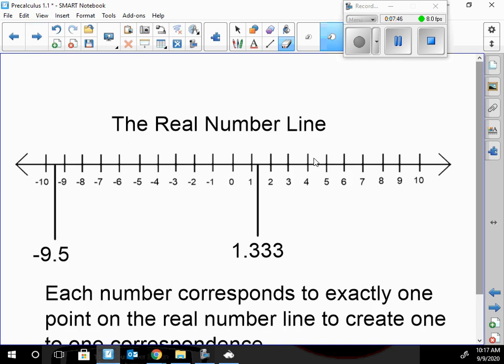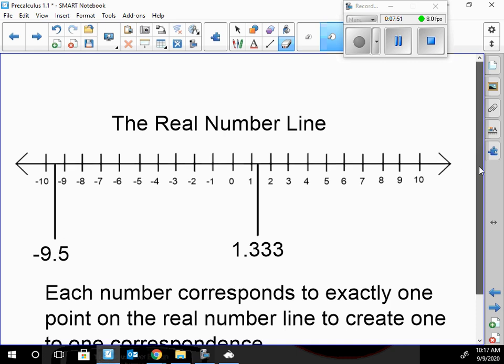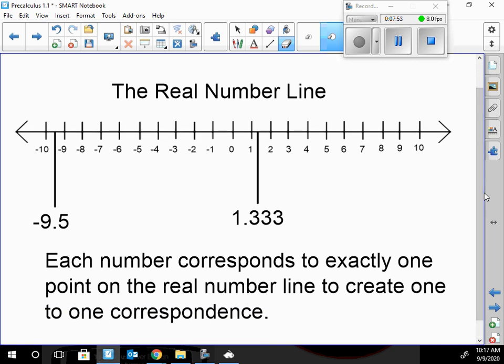The real number line. Each number corresponds to exactly one point on the real number line. It creates a one-to-one correspondence. So if I have 1.33 at this point, 1.33 cannot also be here. It has to be at one exact, precise point on the real number line. Same thing with -9.5. It can only correspond to one spot. It can't be here and here.